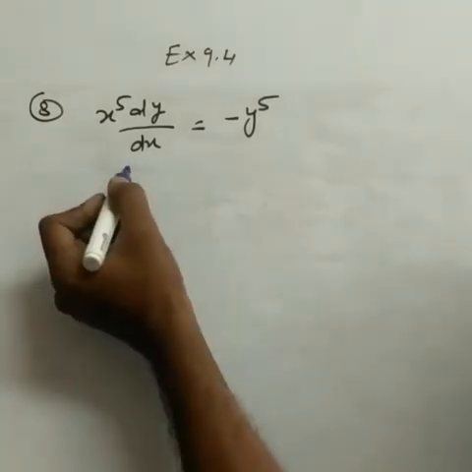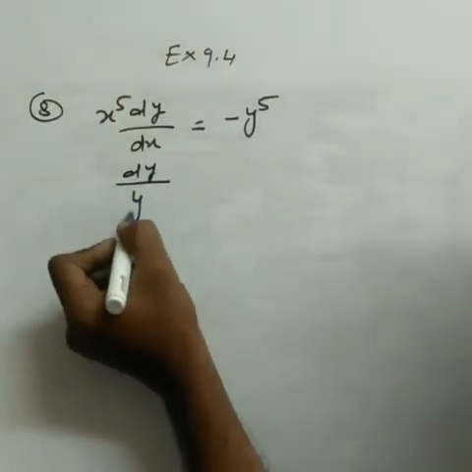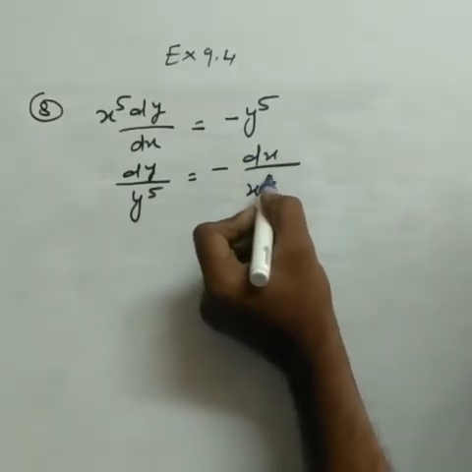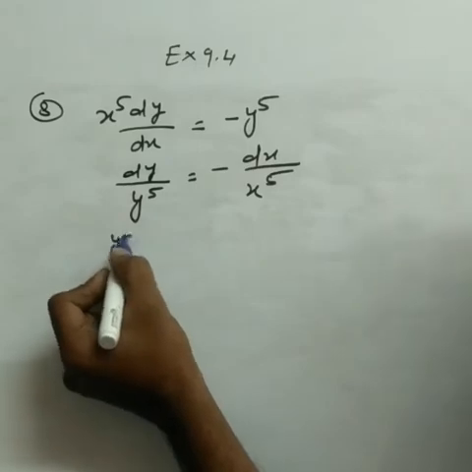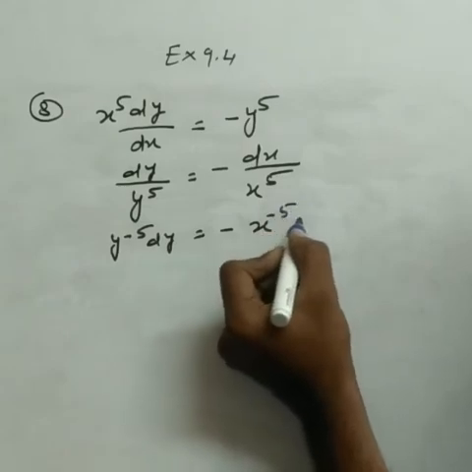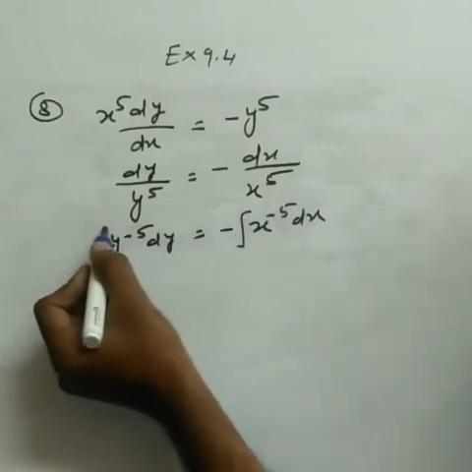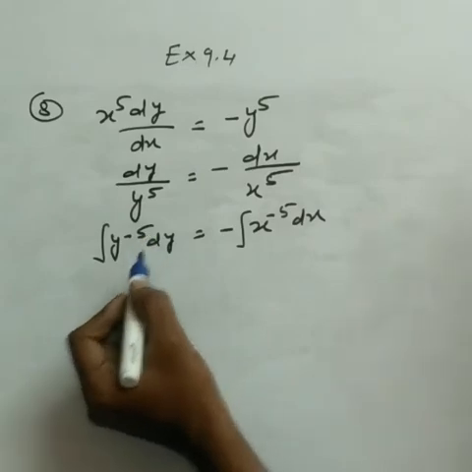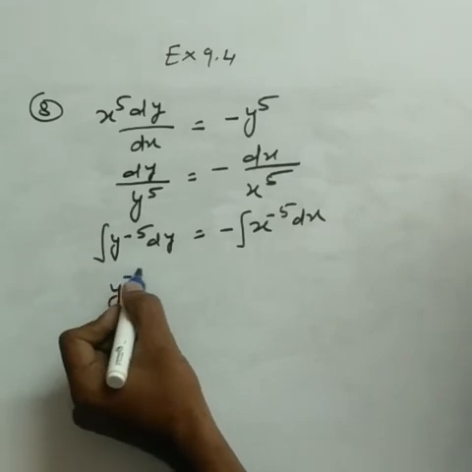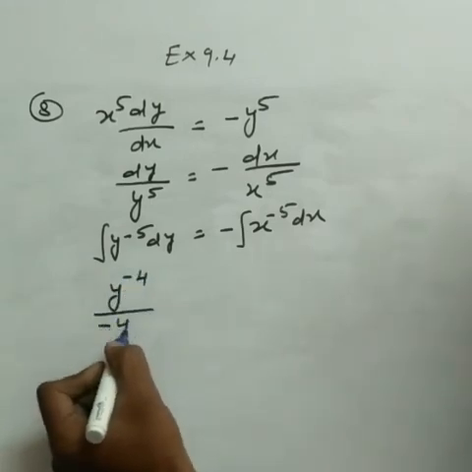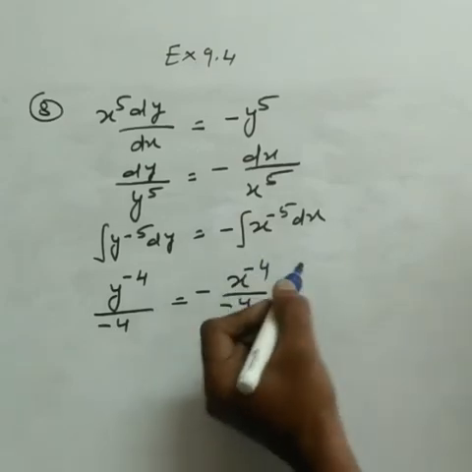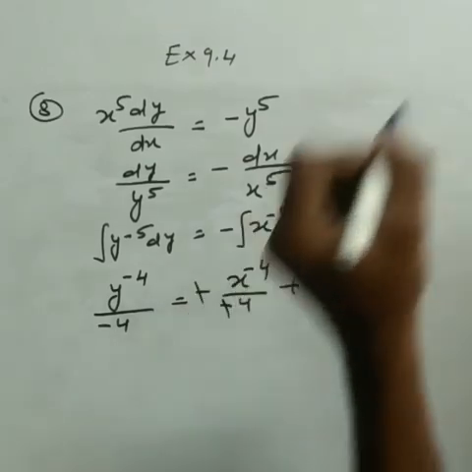Separate the variables. It is dy upon y power 5 minus dx upon x power 5. Y power minus 5 dy minus x power minus 5 dx. Now integrating both the sides. Integration of x power n is y power minus 5 plus 1, minus 4, upon minus 4. X power minus 4 upon minus 4 and plus c. This is the answer.